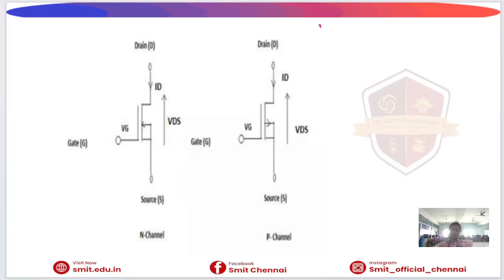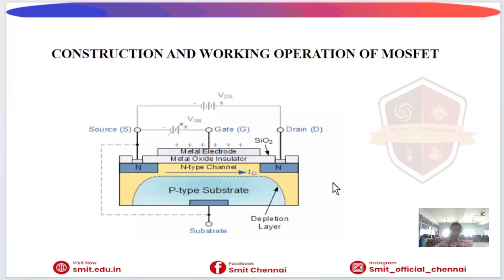This is the symbol for the N-channel and P-channel MOSFET, with the gate, drain, and source. In the P-channel also there are the gate, drain, and source. In the N-channel, the arrow points inward to the gate, and in the P-channel, the arrow points outward to the source. Okay.